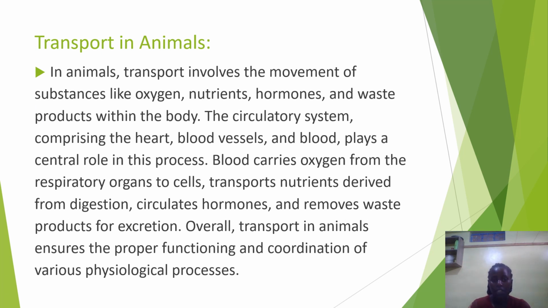Let's go to the next definition, in animals. In animals, transport involves the movement of substances like oxygen, nutrients, hormones, and waste products within the body. Examples of hormones are like luteinizing hormone. Hormones are the substances which control emotions, feelings, and so forth. So in animals, these are the substances which are transported.